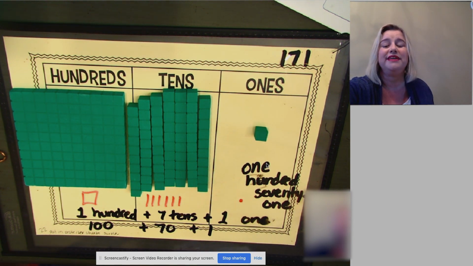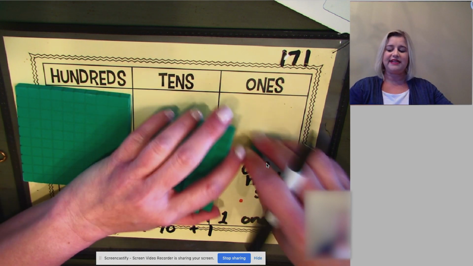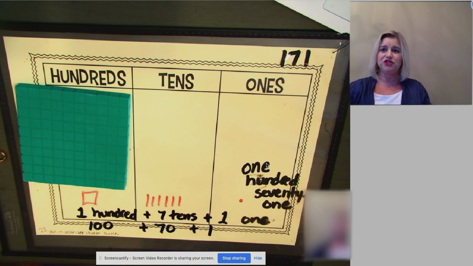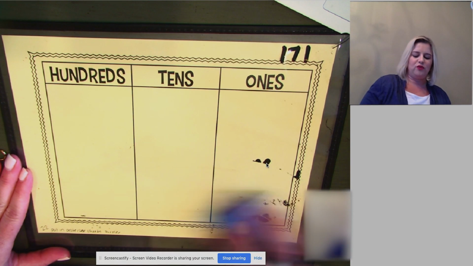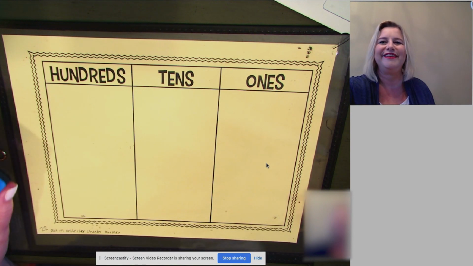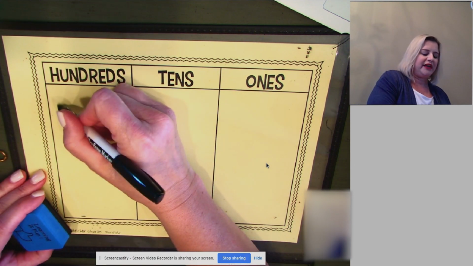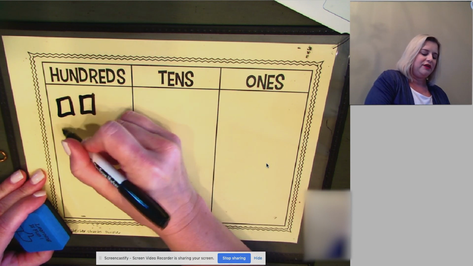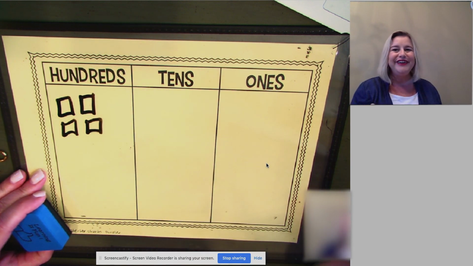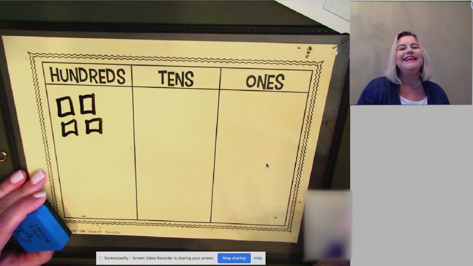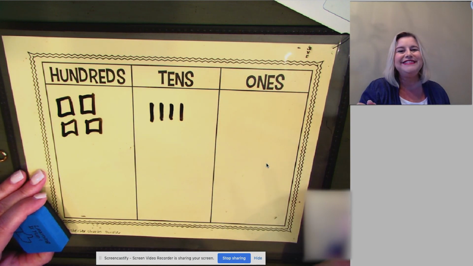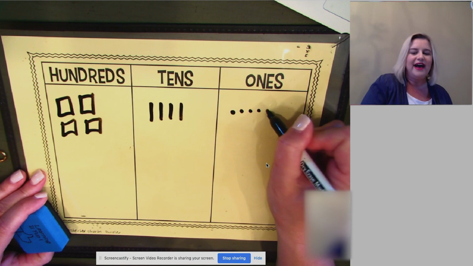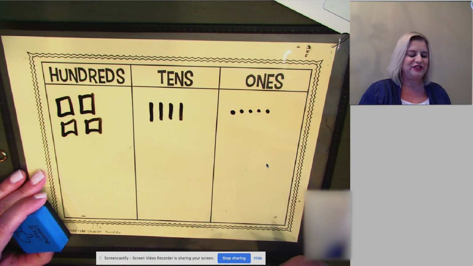Awesome. Now what I want us to do is to draw a model together. Let's both draw the model at the same time for the number 445. Are you ready? We're going to draw it together. 445. So we're going to have 100, 200, 300, 400. Very good. How many tens? Excellent. 4. 10, 20, 30, 40. And how many ones? 5. 1, 2, 3, 4, 5.